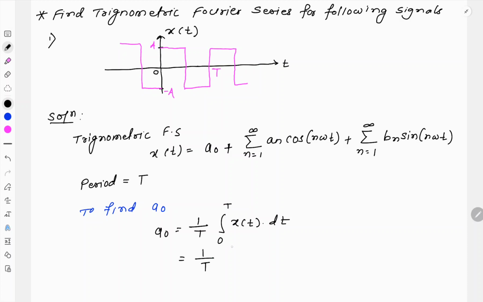Now the integration is going to split up because in the given equation this square wave has amplitude A from 0 to T by 2. This coordinate is T by 2, it is half cycle, and from T by 2 to T it is minus A. So let us substitute these values in the integration. Integration from 0 to T by 2, value is A into dt, plus integration from T by 2 to T, value is minus A into dt.